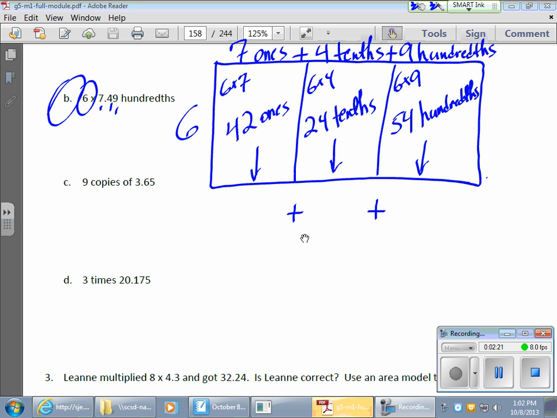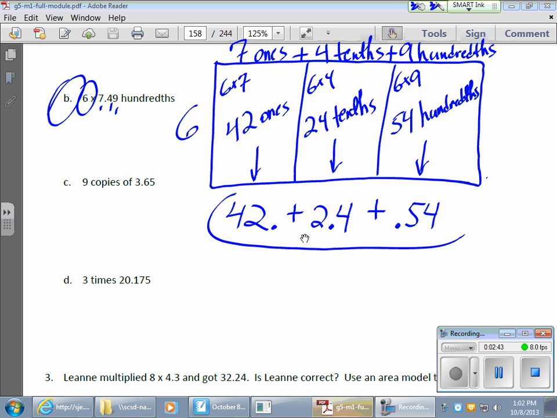42 ones. There it is. If you want to put the decimal in, terrific. 24 tenths. Now that can get a little tricky, but 24 tenths looks like this. And 54 hundredths. There you are. Now our final step to complete the problem is to add these together. And I'll do it over here. So I have a 42, I have a 2.4, and I have a 0.54.